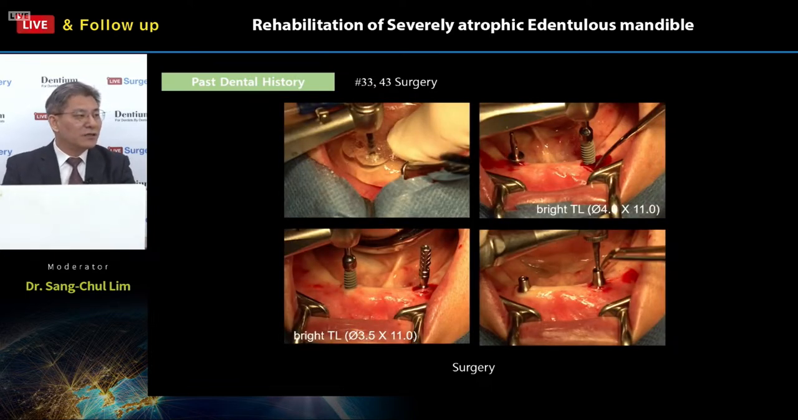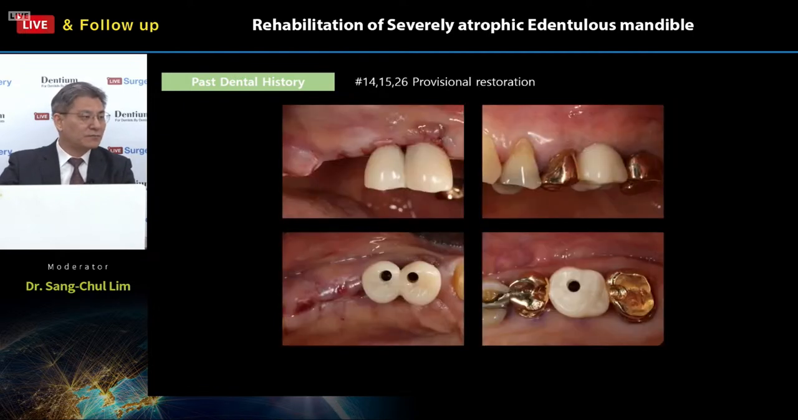These areas are showing us the lower mandible area, number 33 and 43 surgery. Also, the bright tissue level, 4.0 diameter, 11 millimeter. Exactly the same areas, number 33, 43. And well done, installed with parallelism and a similar height of each implant fixture.